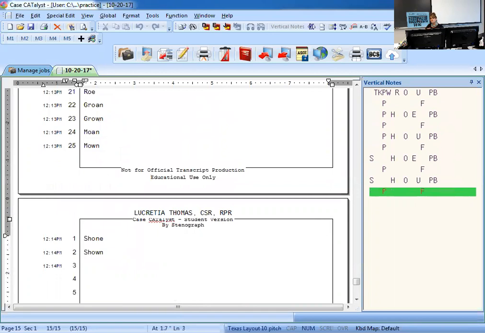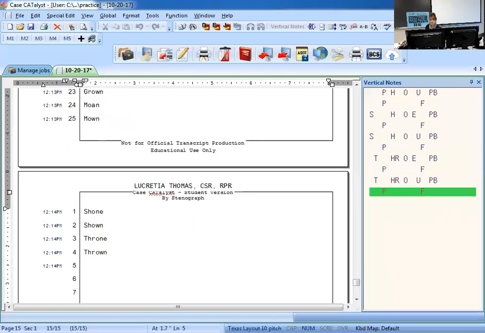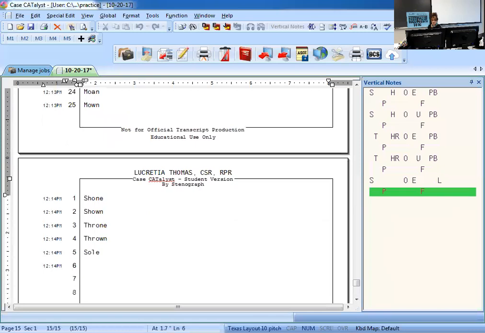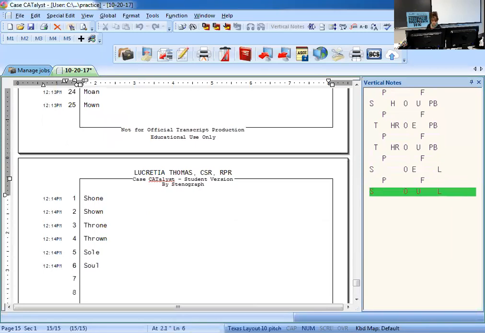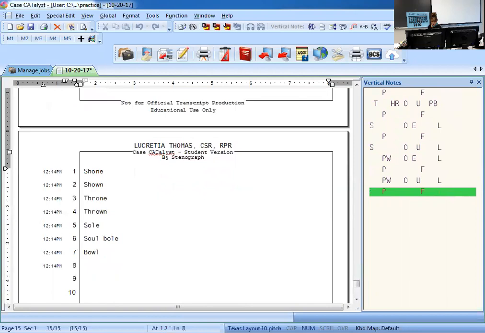Shone, the sun shone on us, S-H long O-N, shown, it was shown to us, S-H-O-U-N. Take advantage. Remember, the U will act as a W sometimes. What I mean by that is when the word usually has a W spelling in the English portion, you can use the U in the stenographic outline. Throne, he sat on the throne for many years, T-H-R long O-N. The ball was thrown to us. Soul, S-O-E-L, as I was the sole person there, S long O-L. My soul, I'm doing some soul searching, S-O-U-L. Bowl, B long O-L. Bowl of cereal, B-O-U-L. Bowl, B-O-L-L is B-O-L.